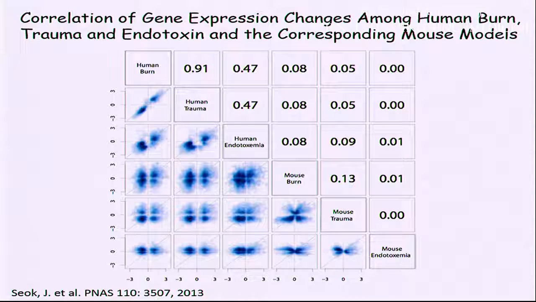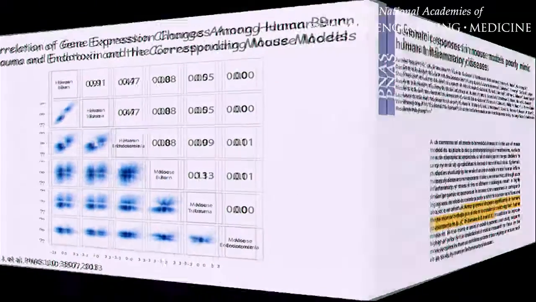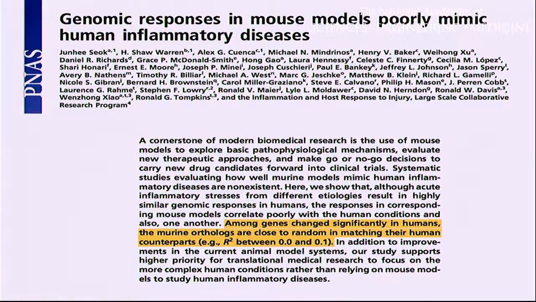But what's really striking is when you start comparing the mouse. If you compare mouse endotoxemia to mouse trauma, there's no correlation. If we compare mouse endotoxemia to the gene expression pattern resulting from burn injury as a stress stimulus, also no correlation. And more telling is when you compare across species. Human burn to mouse burn, which is here, has virtually no correlation. In this part of the table, these are the cross-species correlations, and there's very, very little, if any, correlation across these two species. In fact, the authors concluded that among genes changed significantly in humans, the murine orthologs are close to random in matching their human counterparts. So let me show you another study.